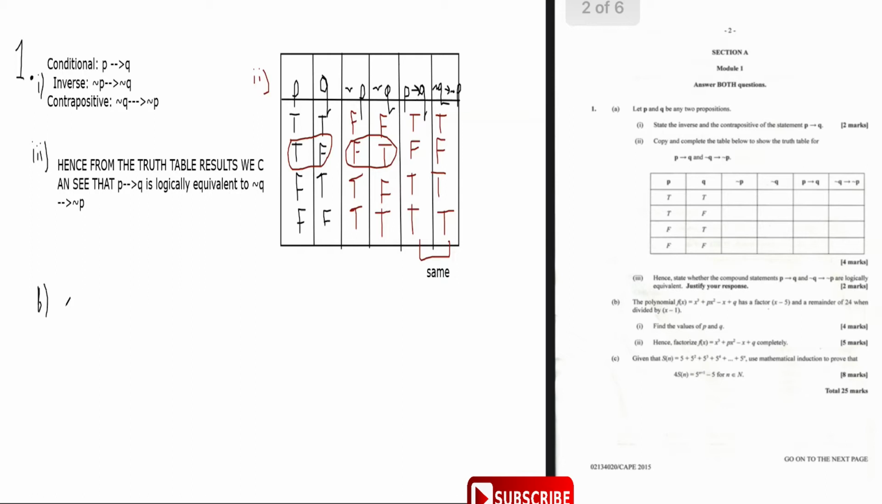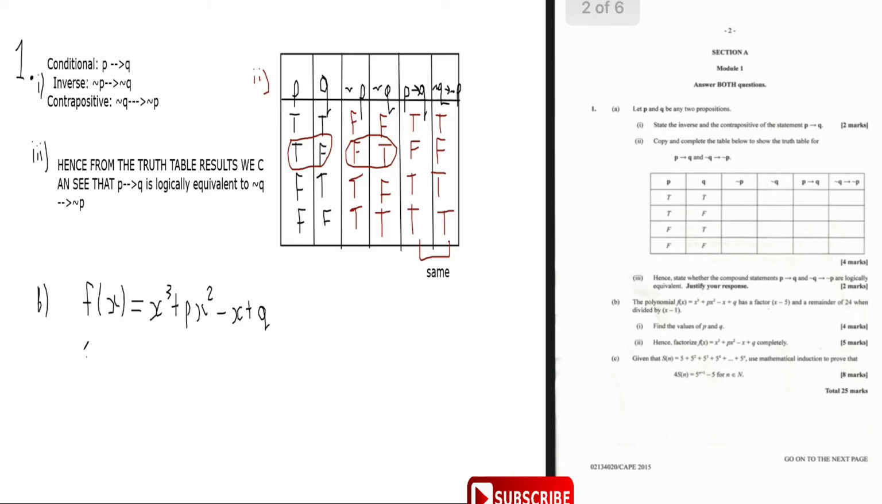Part B says that the polynomial f of x is equal to x cubed plus px squared minus x plus q. Let's write that down. f of x is x cubed plus px squared minus x plus q. This is f of x, all right? And it says it has a factor of x minus 5 and a remainder of 24 when divided by x minus 1.